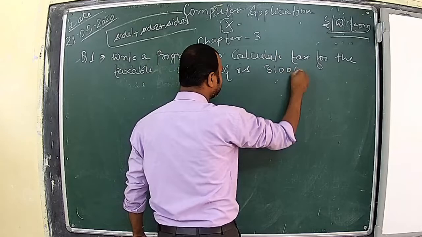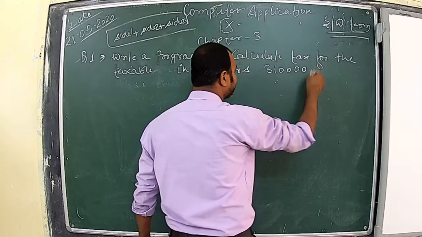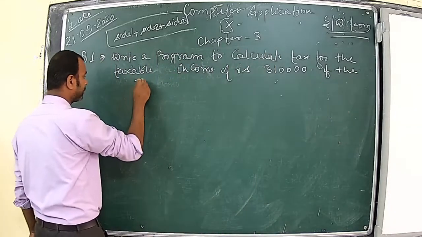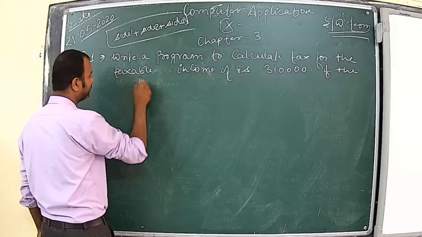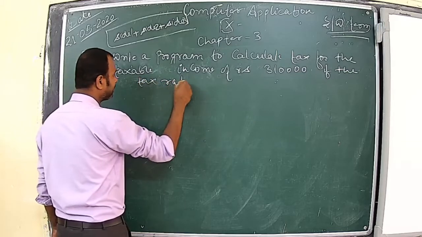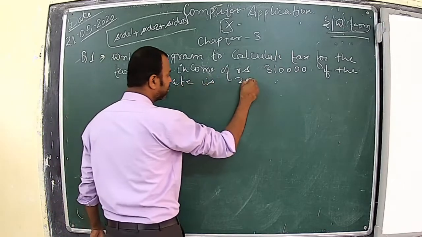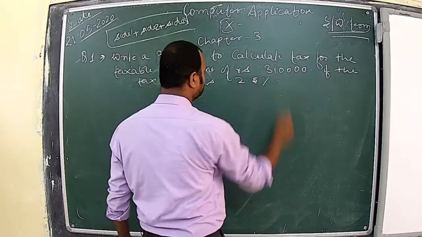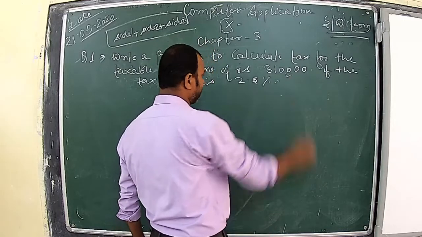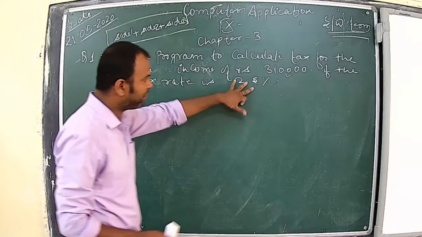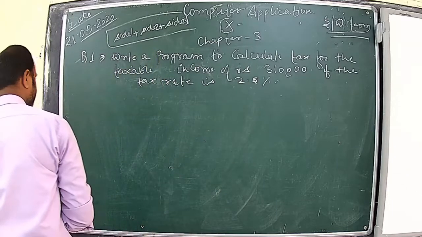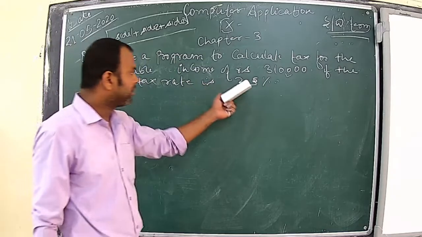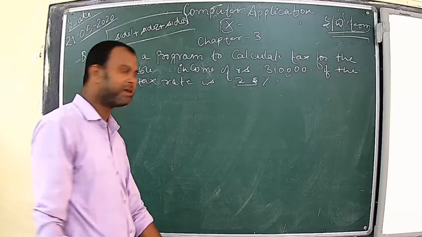So you want to practice here. Okay, if the tax rate is 2.5%. Clear? So we are going to calculate the tax amount at the rate of 2.5%. See, it is given 2.5, it is a fractional value. So to store this value, we need to use a double type variable.